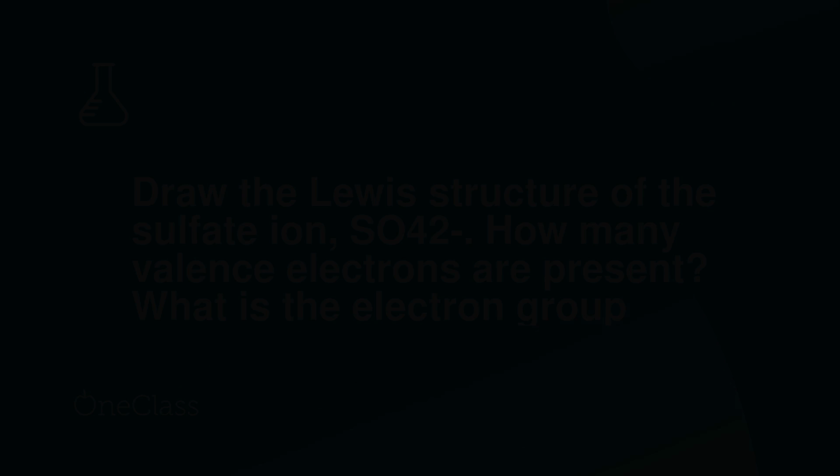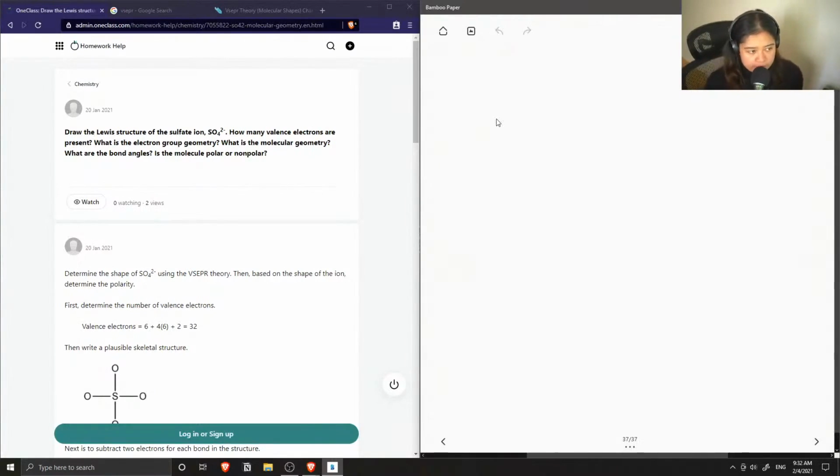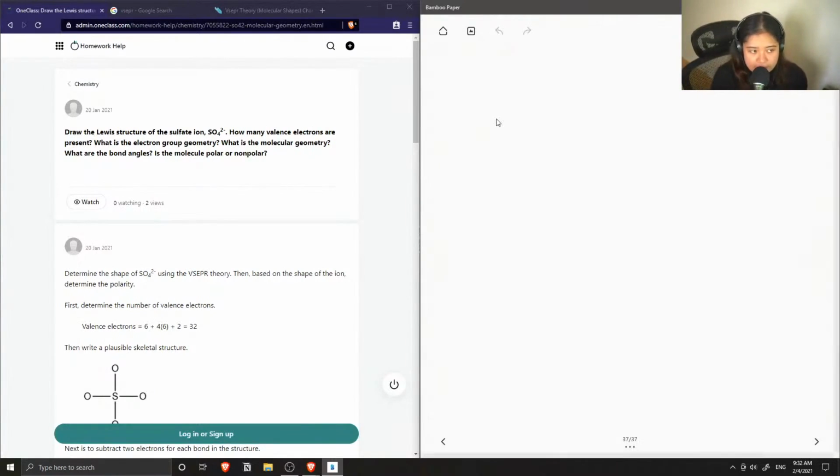Okay, so question number 8. Draw the Lewis structure of the sulfate ion SO42-. How many valence electrons are present? What is the electron group geometry and molecular geometry? What are the bond angles? And is it polar or nonpolar?